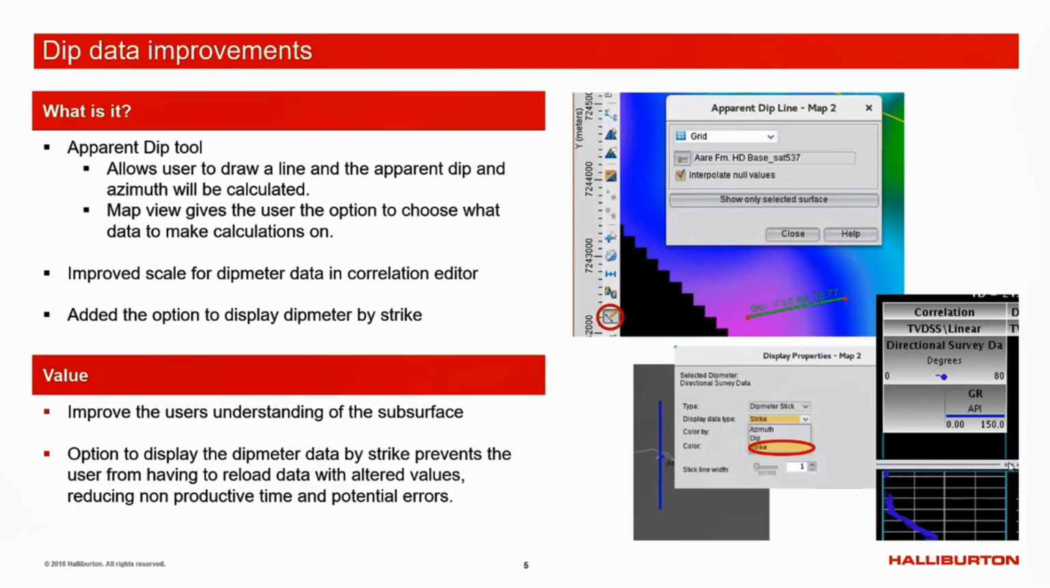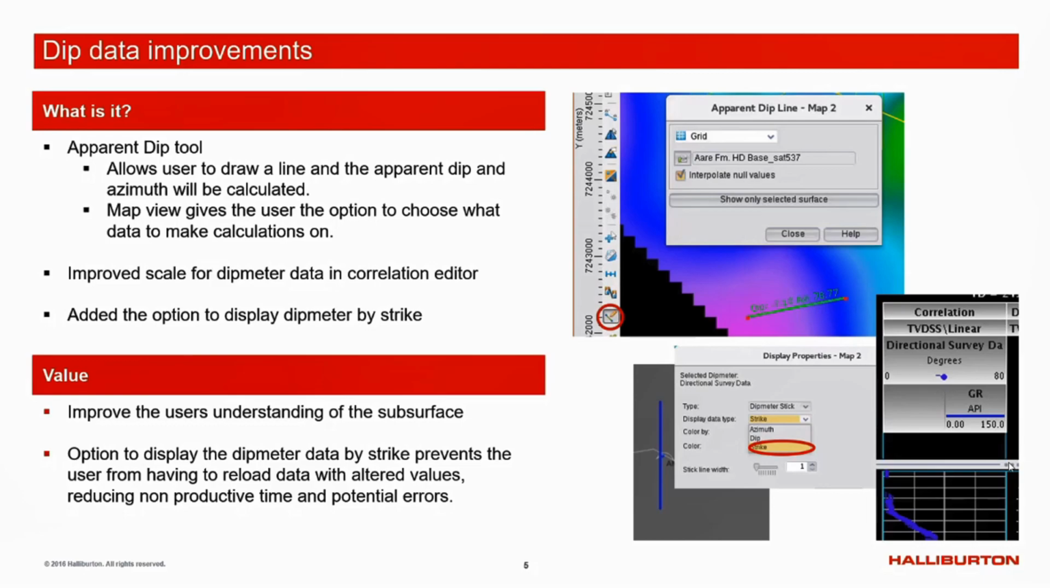We have also improved the scale for Dipmeter data in the correlation editor, so now you actually have scale readings and you have a symbol for the data. And we've added the option to display the Dipmeter by strike in map view.